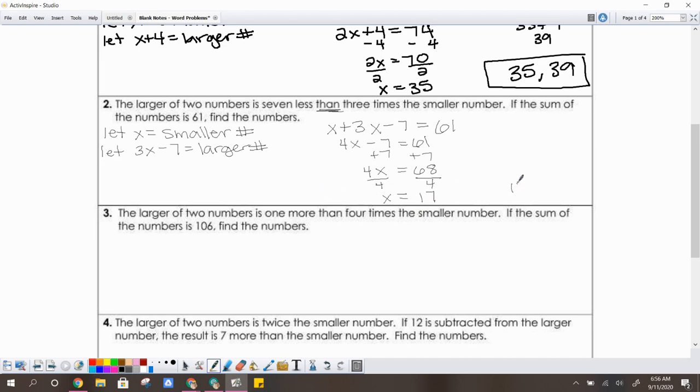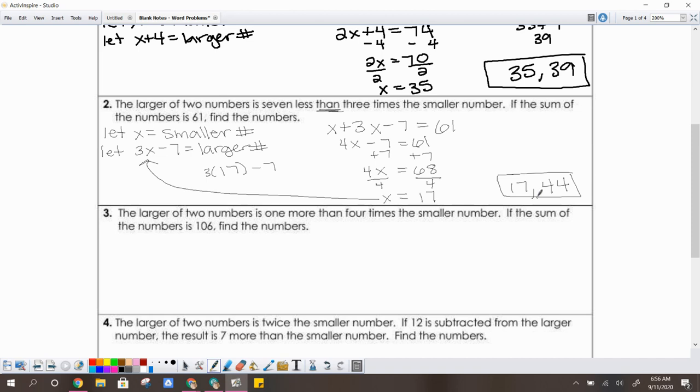So if 17 is our smaller number, it's one of our answers. Now we can take 17 and plug it in right here. So we can do 3 times 17 minus 7. When you do 3 times 17 minus 7, you end up with the number 44. And that is your final answer for number 2: 17 and 44.